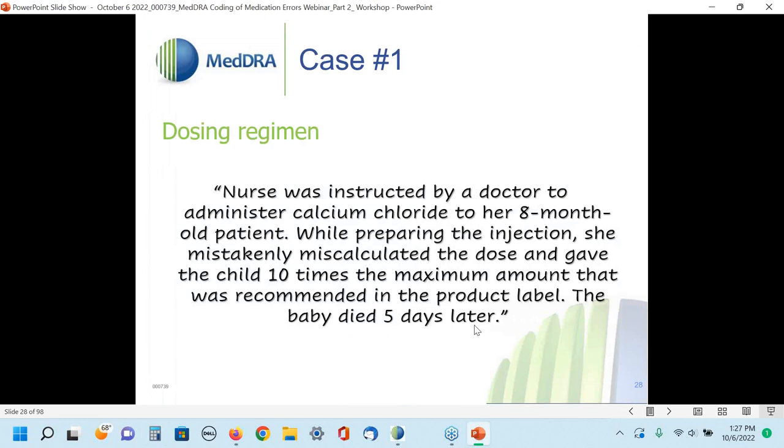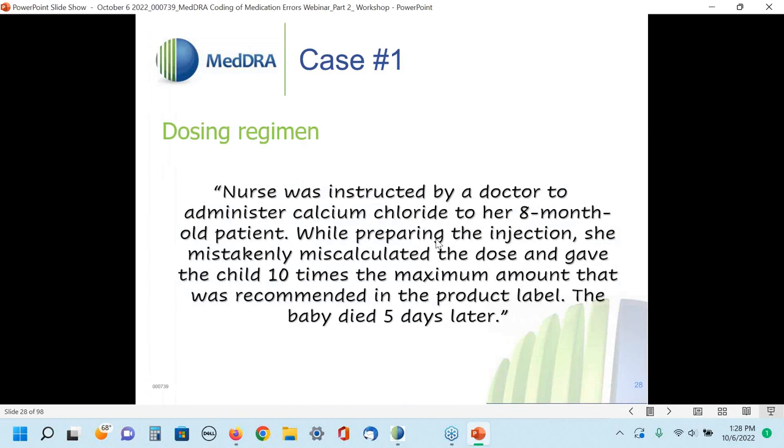here because the only circumstance under which you would code a fatal outcome or death-related concept is if it's the only available information in the narrative. And there is much more going on here in terms of a potential medication error and the circumstances around that error. So I would not have coded a death-related term.